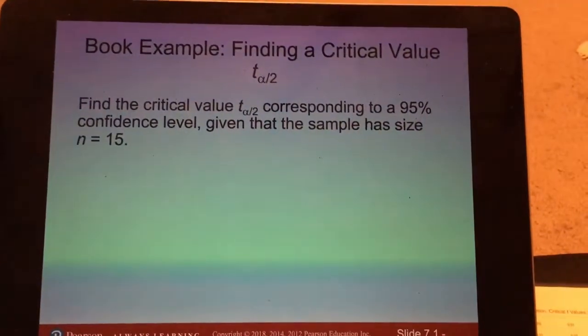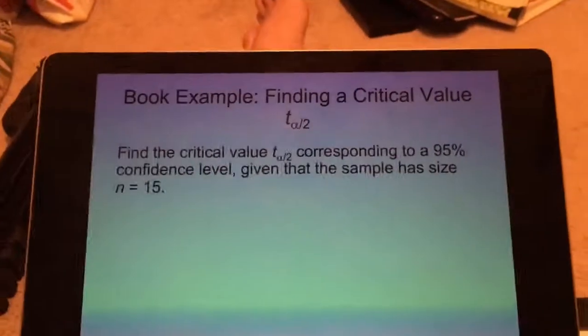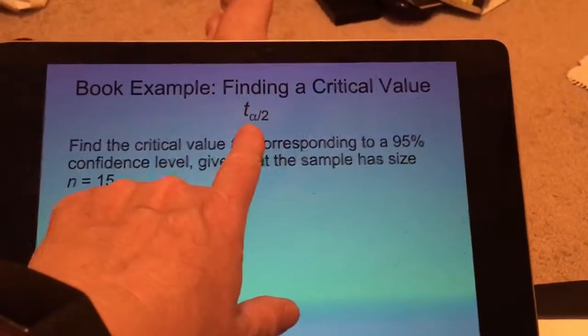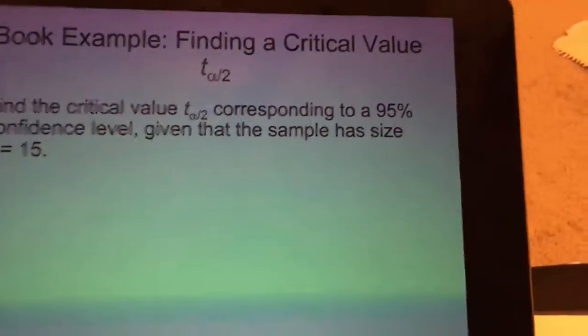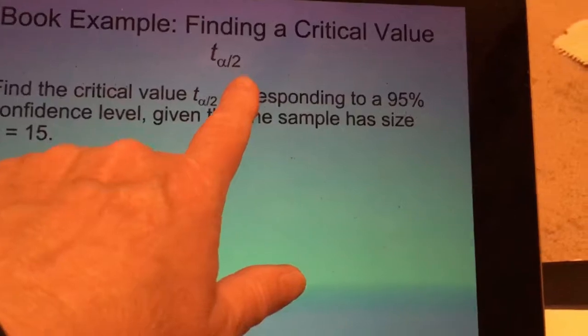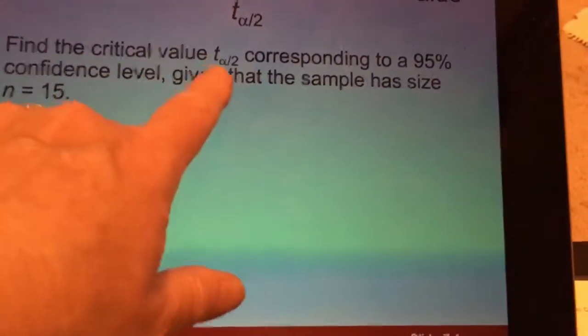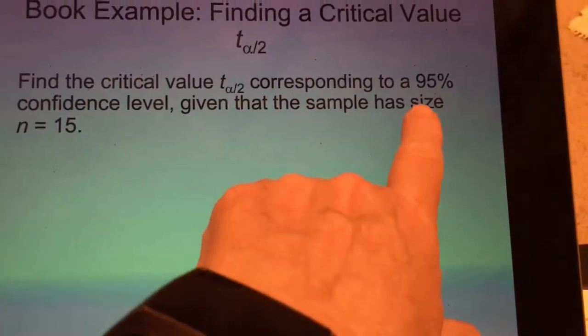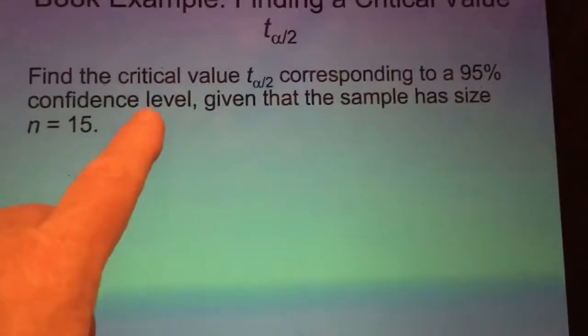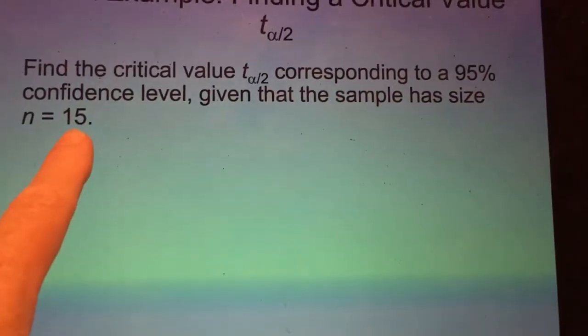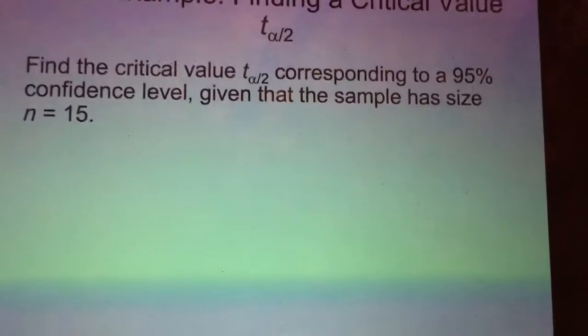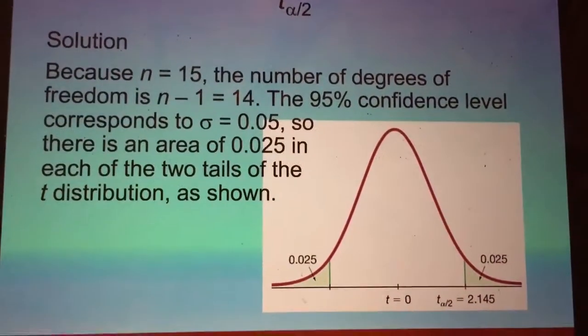Now this one is talking about your book example. You're trying to find the critical value t of alpha over 2. Find the critical value corresponding to a 95% confidence level, given that the sample has a size of 15. Okay, so we're going to go to our chart here.